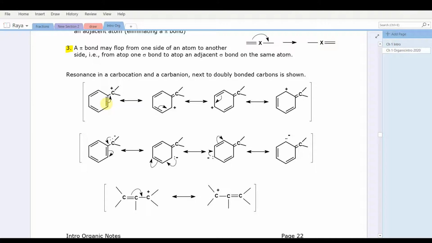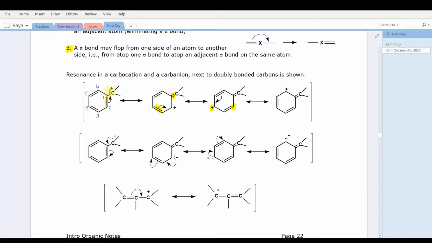This pi bond, which is directly adjacent to the carbocation, using rule number 2, can flip over to the other side of that carbon. And in so doing, the carbocation is now neutral and the carbon charge is now moved into the ring. So let's number these ring positions. That's position 1, 2, 3, 4, 5, and 6. So we see number 2 carbon is now sharing the positive charge along with the benzylic carbon. This process can continue. We have another pi bond that can flip over, neutralizing that positive charge, and now the positive charge is in the number 4 position.